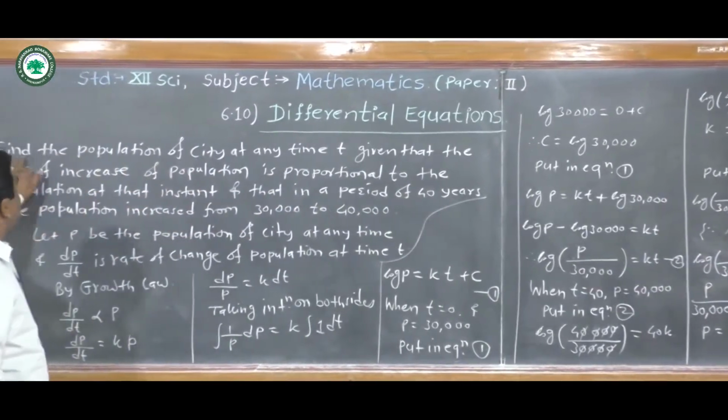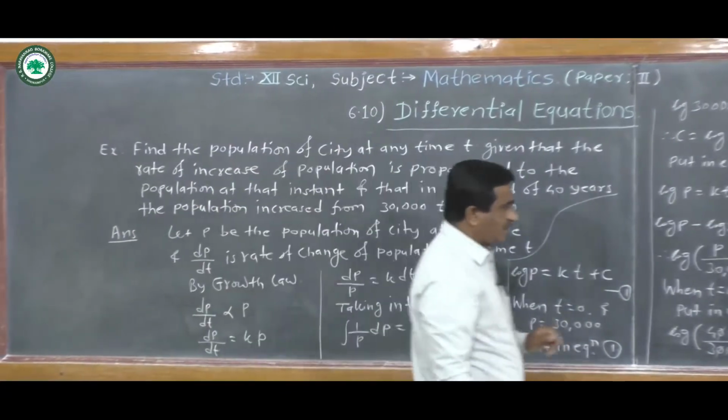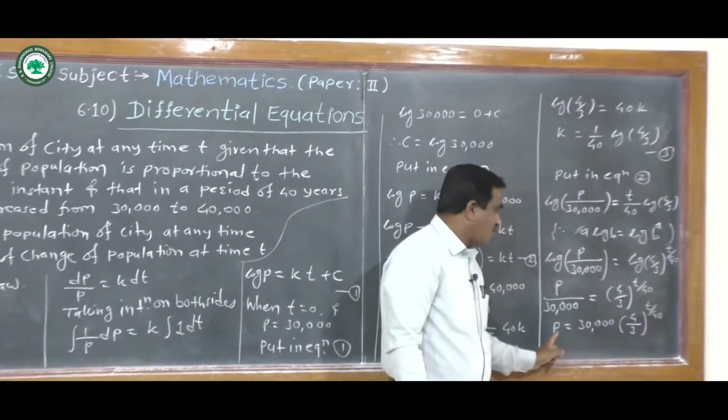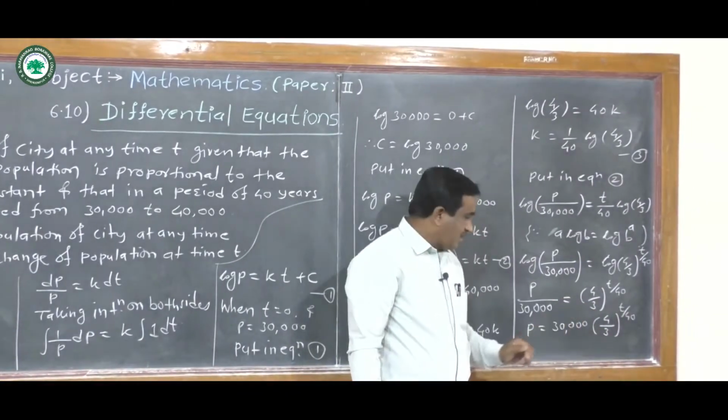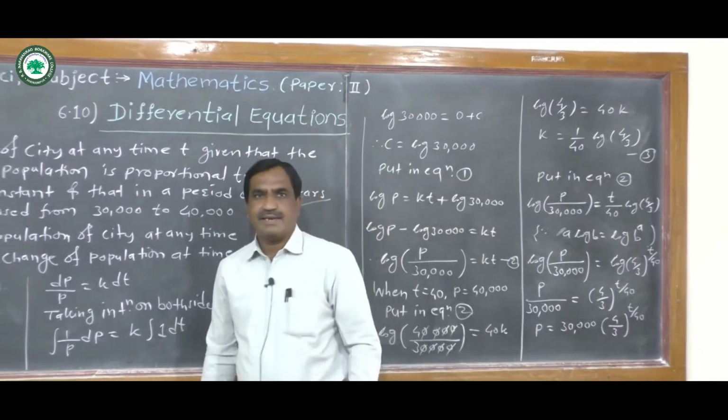We have to find the population of city at any time t. Therefore, here t is a variable. If we take value of t, then we get population at that time. This is the answer for the example, population of city at any time t.